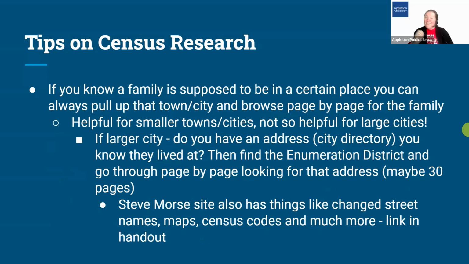But thankfully, if you do have an address, like maybe you found one in a city directory or a newspaper article where it listed their address, you want to try to find what's called the enumeration district. So all of the United States is broken up into smaller districts that the census takers were then in charge of. And they would go door to door in that district, a couple block radius, to try to record the people in that district. So then I would try to find that enumeration district based on that address. And then it's maybe only 30 pages you need to go through.